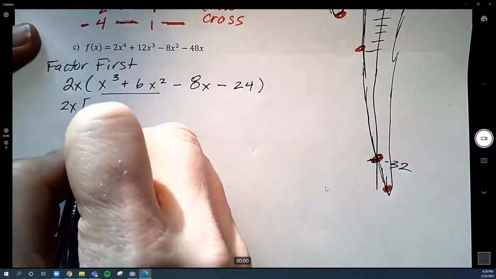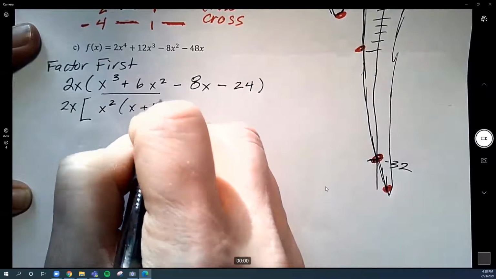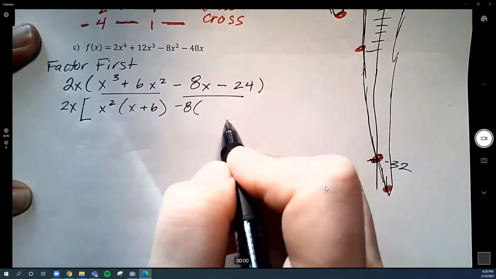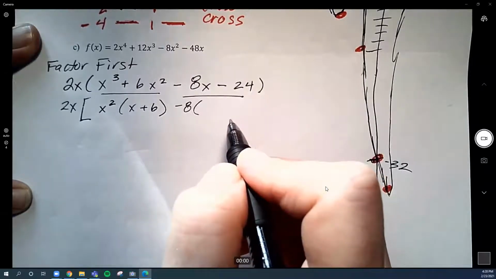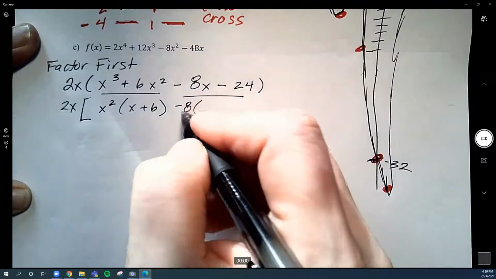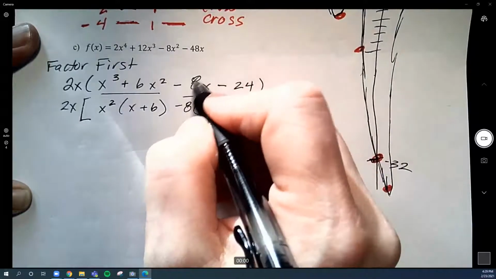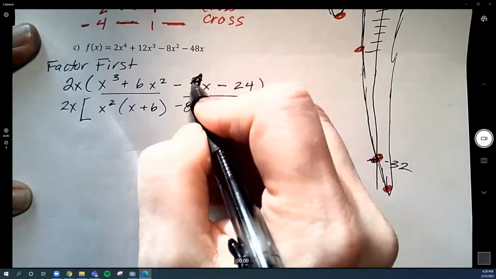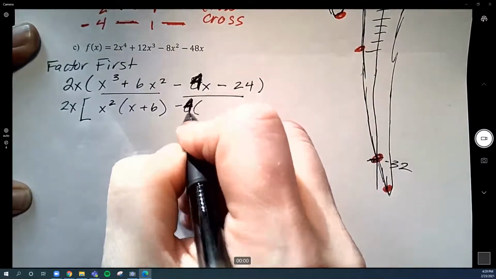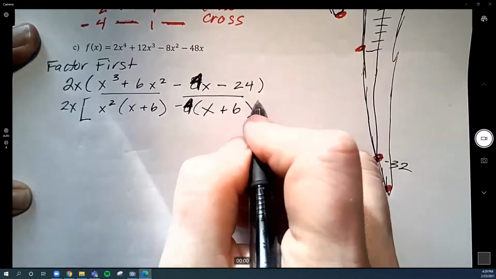These 2 terms have an x squared in common, which leaves me with an x plus 6 left over. These 2 terms have a negative 8 in common. I knew I did something wrong there. When I take that 2x out, shame on me. This should have been reduced down to a 4. My apologies there. So that means I can take a negative 4 out instead, right? So I'm going to take the negative 4 out. That leaves me with x plus 6 inside.